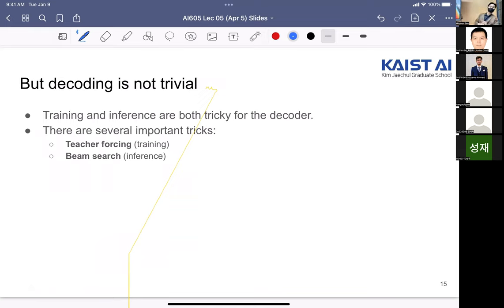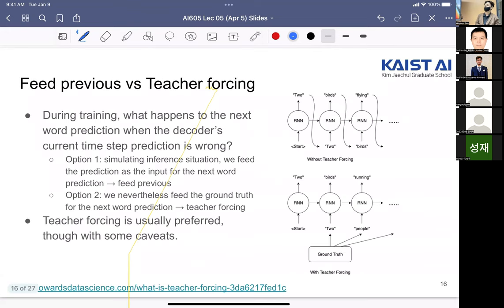But decoding is not trivial. We're still in 2014, but decoding is still not trivial, because training and inference are both tricky for the decoder. We just talked about the inference part, but even then inference is not straightforward, because it's more of a search. This is a really hard search problem. And also the training part is even trickier. So that's something we're going to take a look at before we have a break. The first thing is on the training side. So during training, let's think about this.